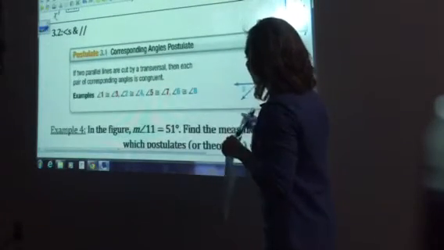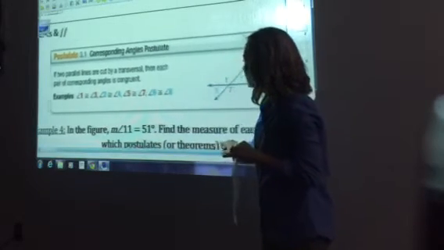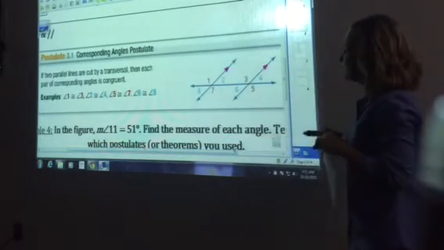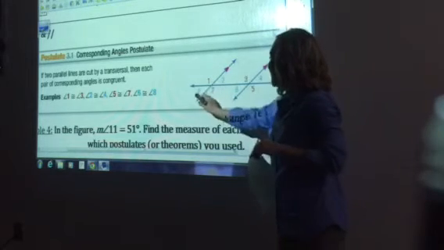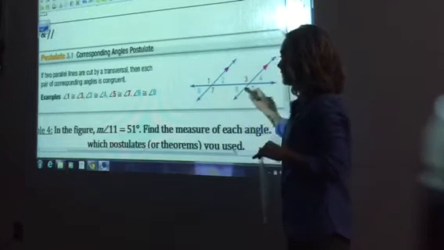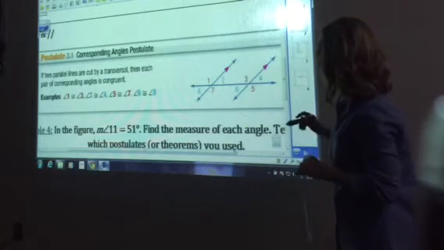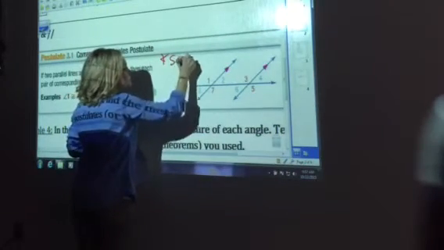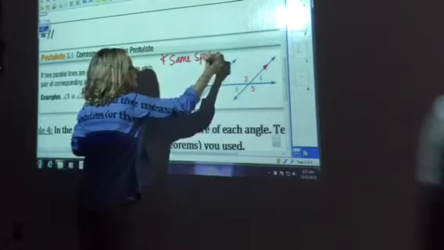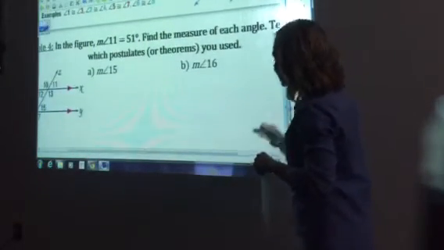The first postulate that we're going to talk about is that corresponding angles, if angles are corresponding, then they are congruent. So 1 and 3 are congruent, 2 and 4 are congruent, 8 and 6 are congruent, and 7 and 5 are congruent. Okay, if they're corresponding. Corresponding angles, angles that are in the same spot, are congruent.